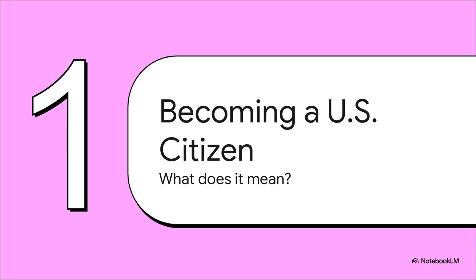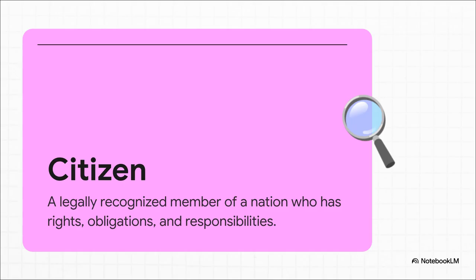Okay, first things first, let's get down to the absolute basics. What does it actually mean to be a U.S. citizen? So think of it this way. A citizen is basically a legally recognized member of the club, and that membership comes with a whole package of rights, obligations, and responsibilities. Now, the 14th Amendment, a really key part of the Constitution, spells out two main ways you get into this club. You can be born a citizen, either by being born here or to American parents, or you can go through a specific process called naturalization.